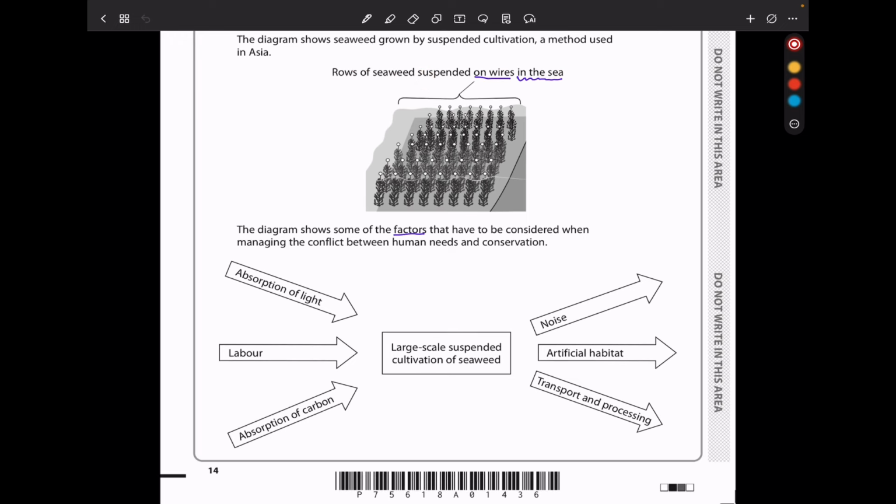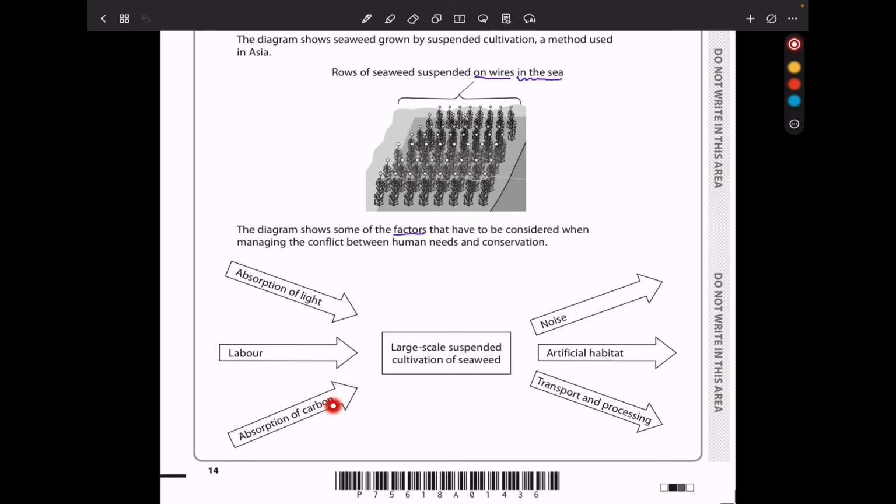They say the diagram shows some of the factors that have to be considered when managing the conflict between human needs and conservation. So the absorption of light. We know if we cultivate more seaweed, there is going to be more sunlight that is absorbed, and that is going to increase the carbon fixation as well as the numbers of seaweeds that grow. Labor. This is going to be a source of income for some people. They're going to be hired in order to work and they'll be paid to earn a living.